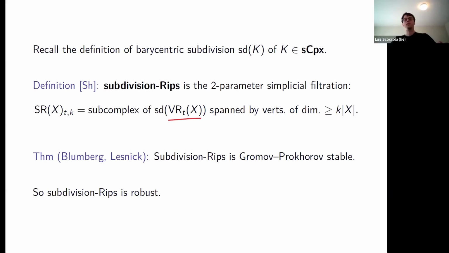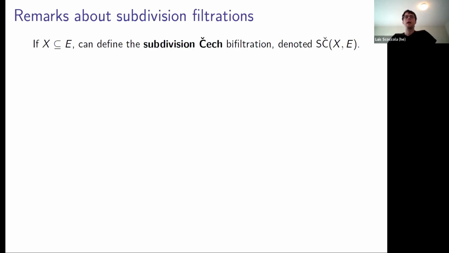Okay, so this is robust, and that's great for applications, but of course I said that this has a lot of simplices, so you have to come up with some way of computing it, and also you might want to know what homotopy type this is capturing. Okay, this is robust, fine, but what is this subdivision-Rips filtration capturing in the limit, for example? There are relatively nice answers for both problems.